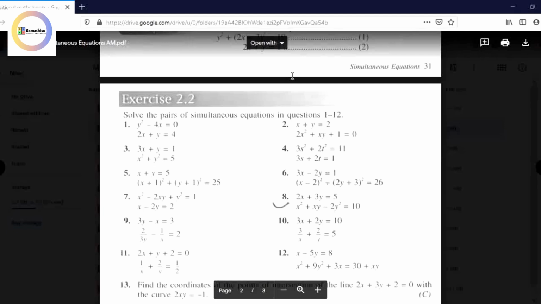In exercise 2.2, they are saying solve the pairs of simultaneous equations in questions 1 till 12. There are two equations given and you have to find these simultaneously, as you people have done in the previous exercise. But solving simultaneous equations when one is linear and one is non-linear is different from that, right? One thing is that you cannot make the variable which is there 2 times in the equations the subject.